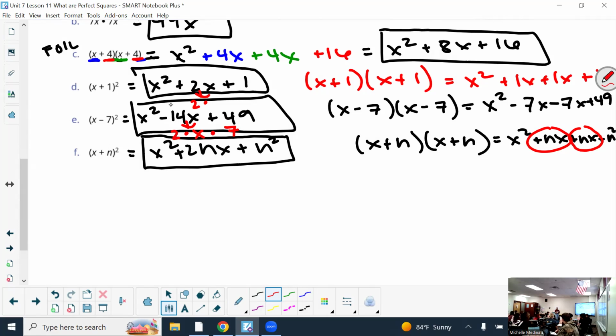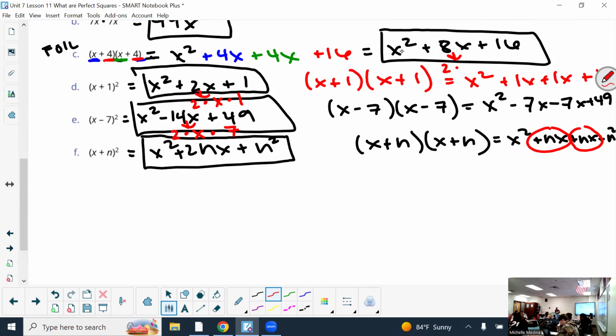Guys, open your eyes and answer the questions. What is the square root of x squared? What's the square root of 1? Isn't 2x 2 times x times 1? And now look at this one.